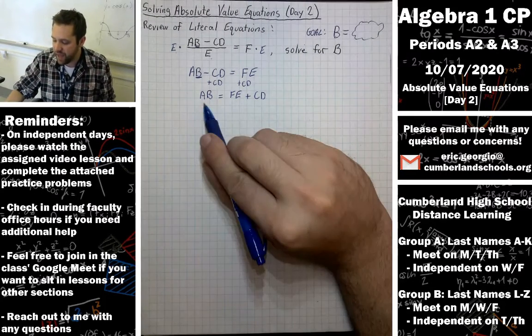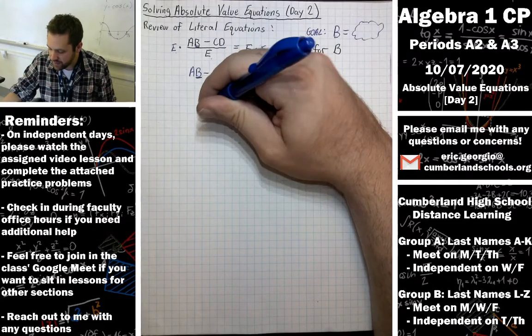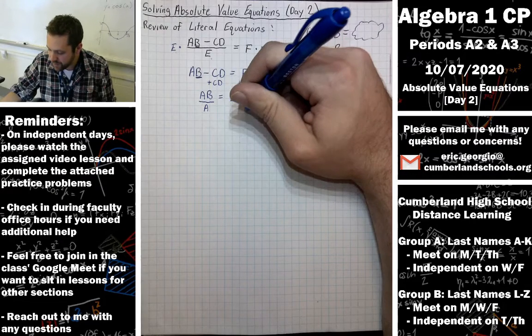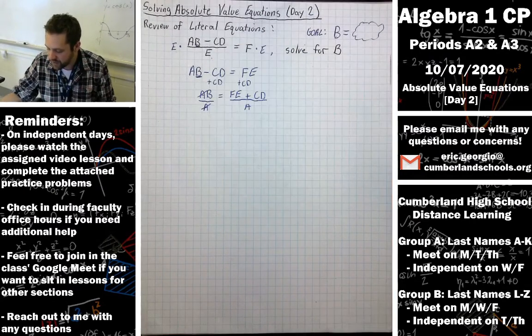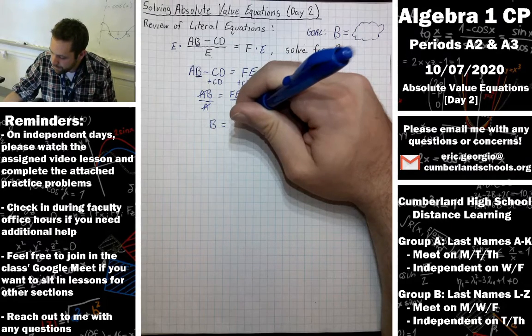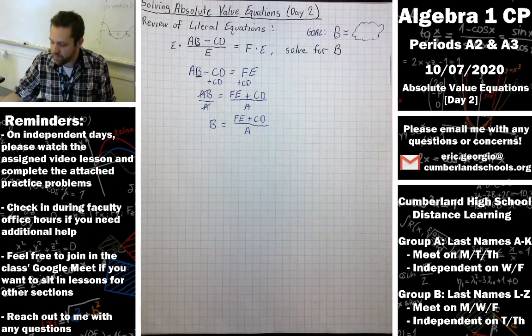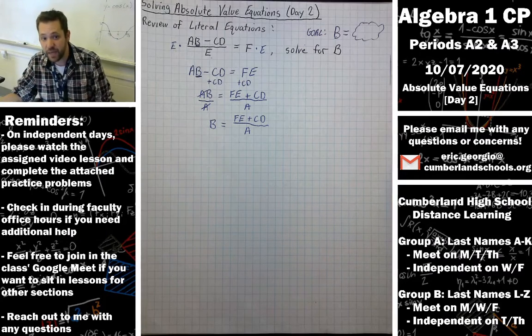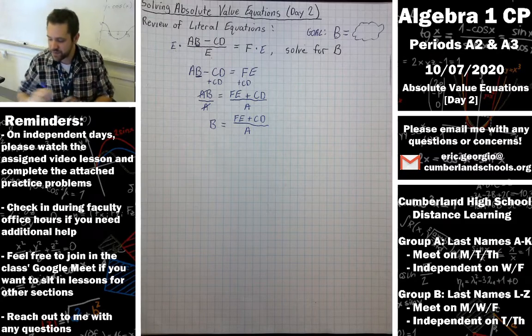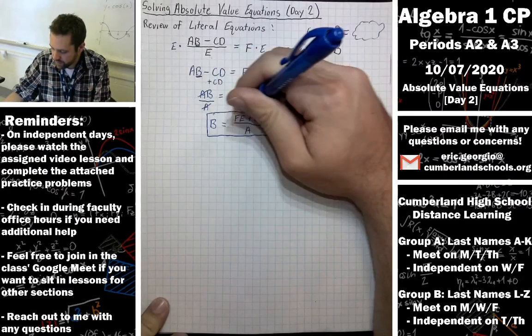Last but not least, I have A times B. I need to undo that multiplication of A times B. That's done by dividing by A on both sides. That's going to cancel out the multiplication here, leaving us with just B equals FE plus CD all over A. And we've now accomplished our goal of getting B by itself through algebraic steps, and we're able to put a box around that as our final answer.